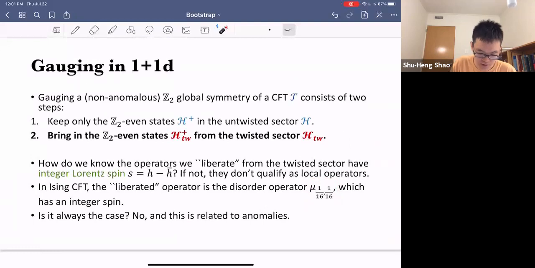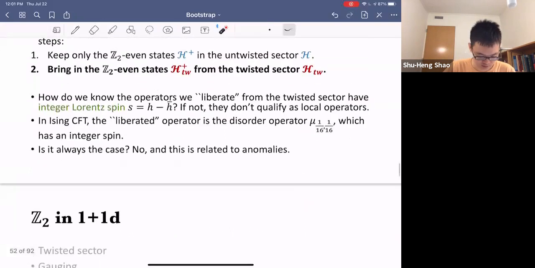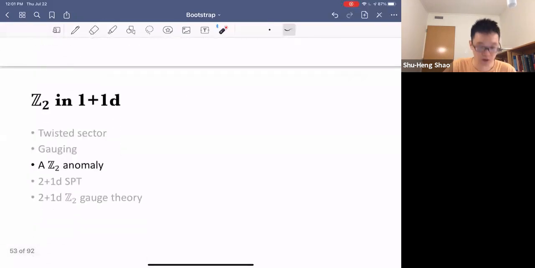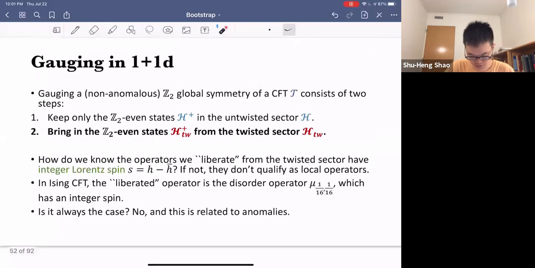But is that always the case? Is it always the case that you can find some integer spin operators in your twisted sector so that you can promote them to local operators after gauging? The answer is no, and that's exactly related to anomaly. Okay, I'll stop here and I'll continue tomorrow with how to think about this anomaly. Yeah, thank you.